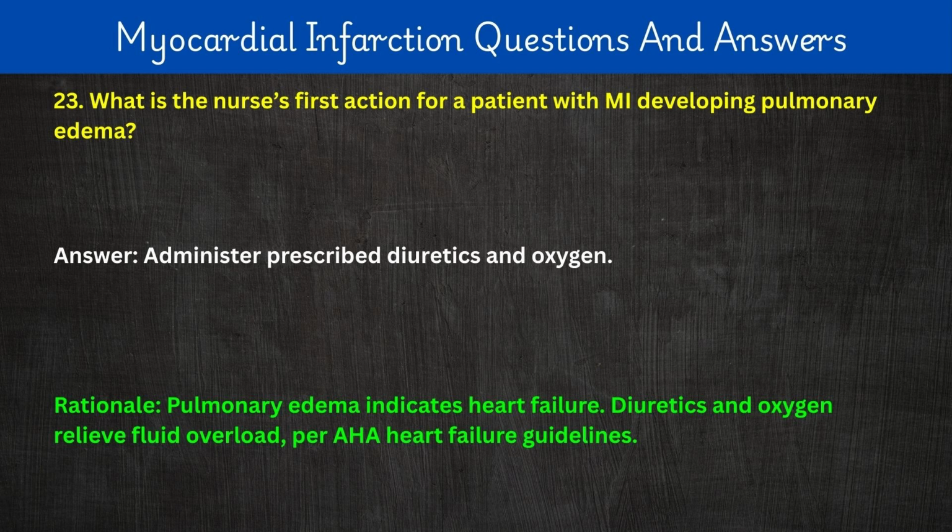23. What is the nurse's first action for a patient with MI developing pulmonary edema? Answer: administer prescribed diuretics and oxygen. Rationale: pulmonary edema indicates heart failure. Diuretics and oxygen relieve fluid overload, per AHA heart failure guidelines.